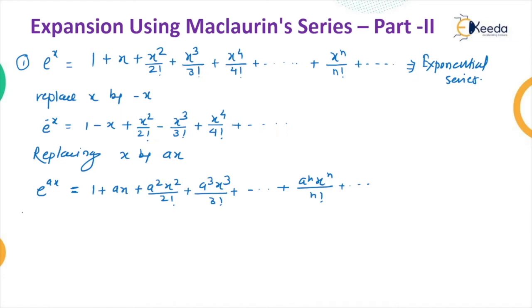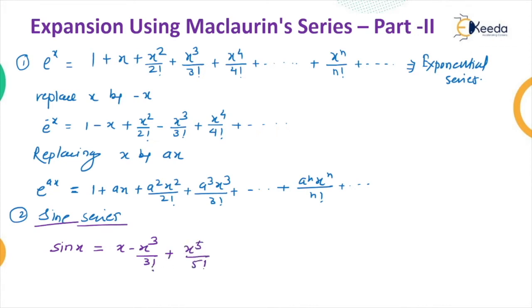Now the second formula we discuss is the series expansion of sine x. What is a sine series? It is the expansion of sine of x, which you know very well. The expansion of sine of x is x minus x cube upon 3 factorial plus x raised to 5 upon 5 factorial, next term minus x raised to 7 upon 7 factorial plus and so on. This is the sine series expansion we discussed in the earlier session.